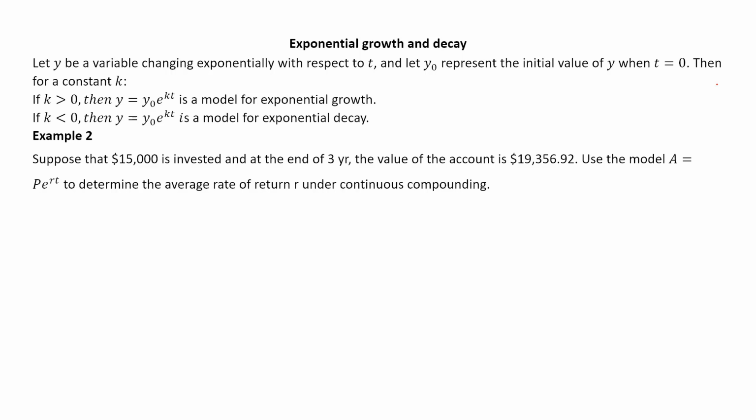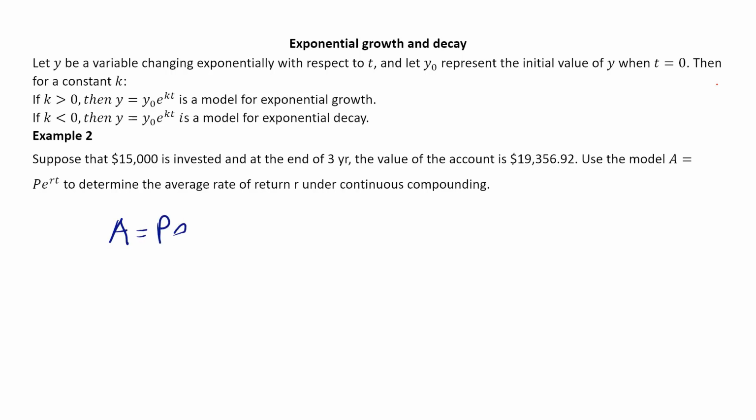So anyway, suppose that you have $15,000 invested, and at the end of 3 years, the value of the account is $19,356.92. Use the model A equals P e to the RT to determine the average rate of return under continuous compounding. So the rate of return is R, so you're trying to solve for R.